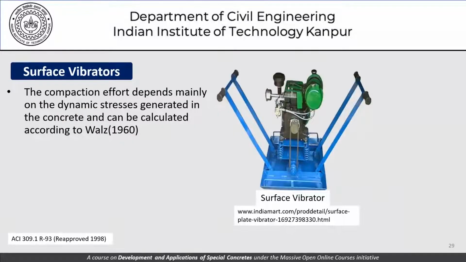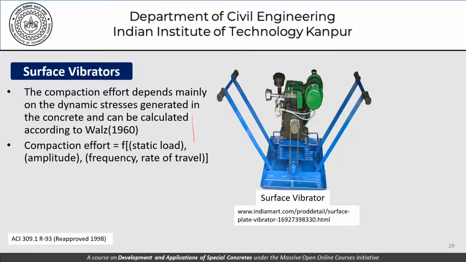Continuing with our discussion with surface vibrators, the compaction effort depends mainly on the dynamic stresses generated in the concrete, and the calculation can be carried out by procedures which have been determined about 50-60 years ago. And the compaction effort is a function of the static load, the amplitude, the frequency, and the rate of travel. So these are some of the factors that determine the compaction effort that is required.